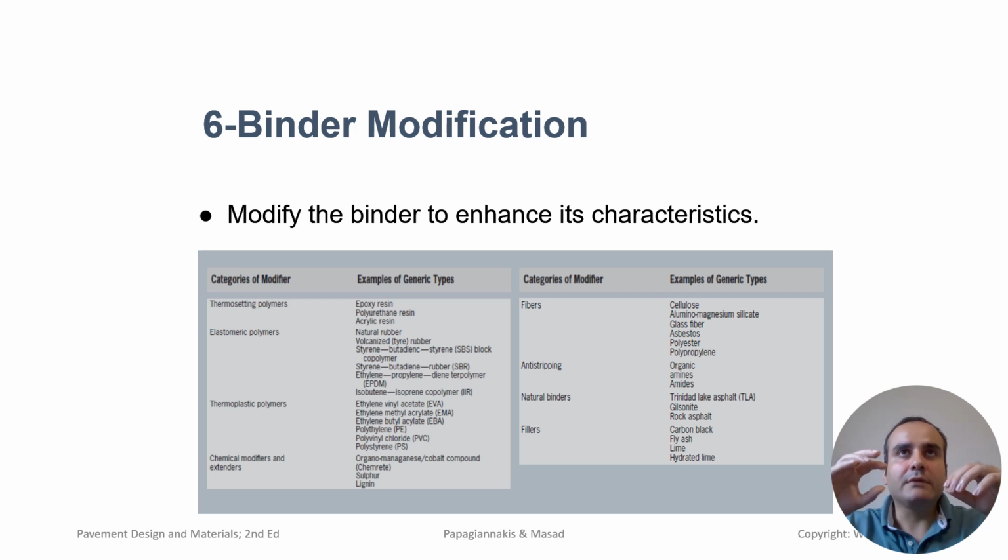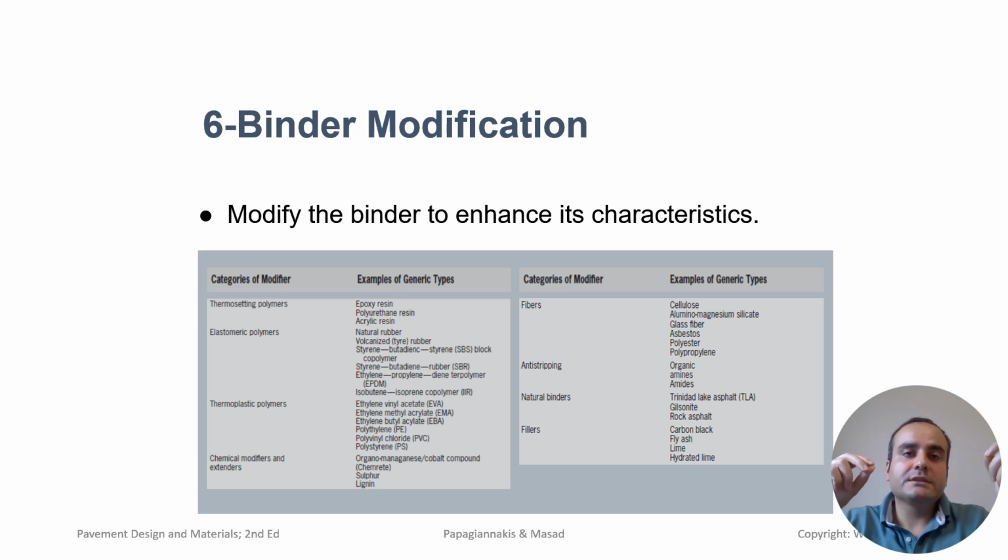Some of the benefits of modification are that, first of all, modification increases rutting resistance. At high temperatures, the binder remains stiff enough to resist rutting, which is critical for preventing permanent deformation under heavy loads. Modification can also enhance fatigue resistance. For example, polymers improve the binder's ability to withstand repeated loading without developing fatigue cracks, extending the pavement's service life.